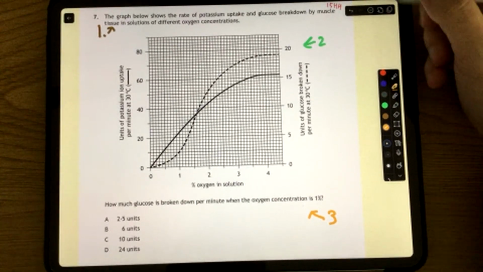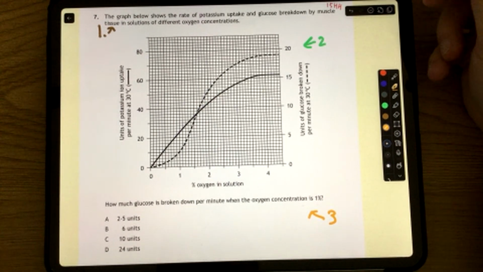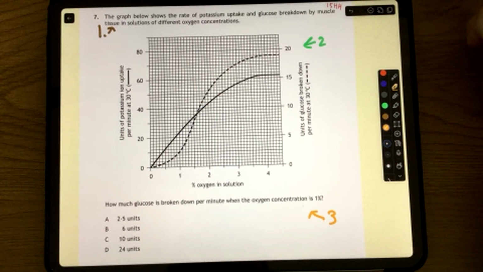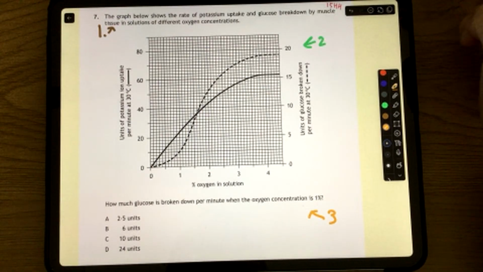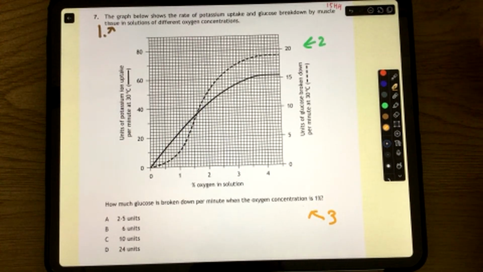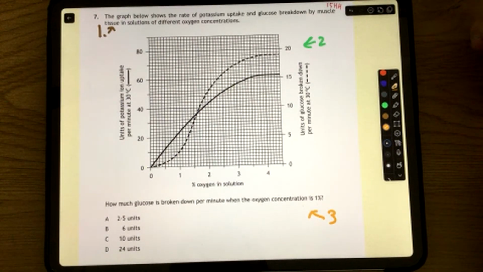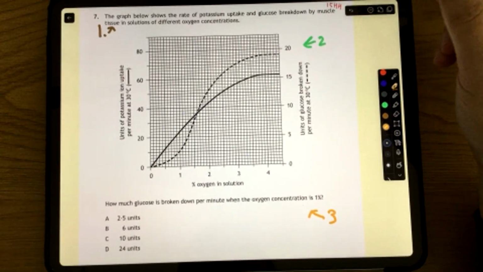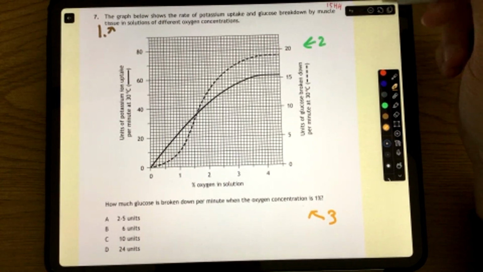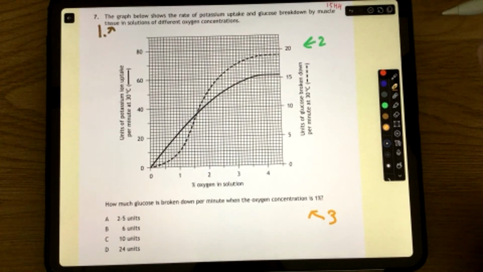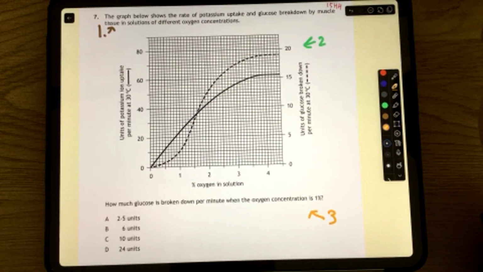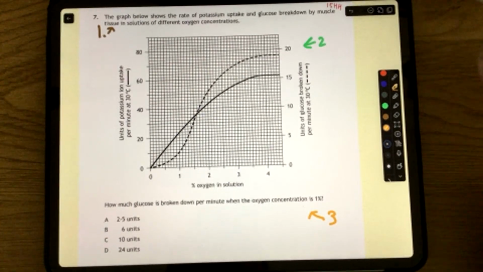So the first part, before we get on to sorting the data, is looking at the context. So what is this graph? What is it all about? Okay, we've got three different sides, with three different readings. So effectively I call it X, Y, Z graphs, right? But what we've got is the context, and the context is: the graph below shows the rate of potassium uptake and glucose breakdown by muscle tissue in solutions of different oxygen concentrations. Okay, so let's sort out the information.